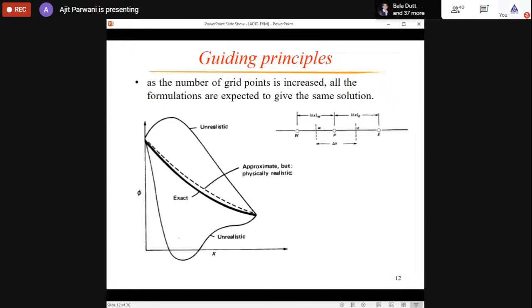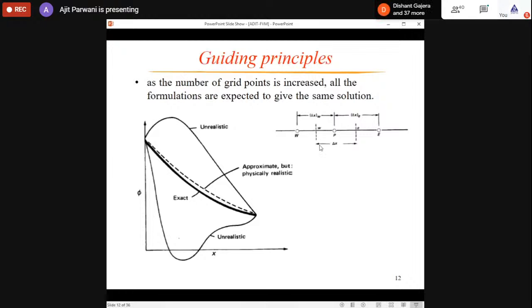So what is a realistic solution? What is an unrealistic solution? Suppose it's a conduction problem, and the temperature on this side is higher than the temperature on this side. Suppose the temperature on this side is 200 and the temperature on this side is 50. And if you find the value of temperature at the point P, and it comes equal to 500, this is an unrealistic solution.